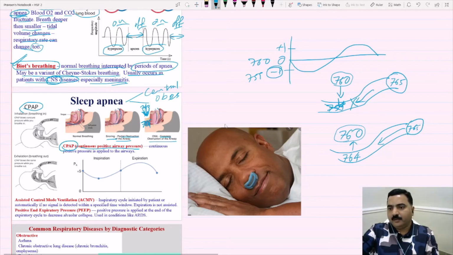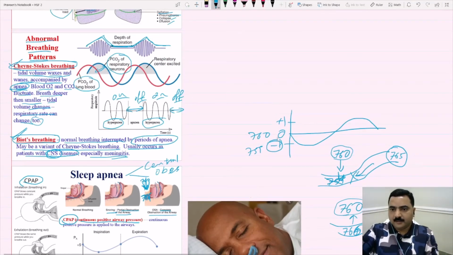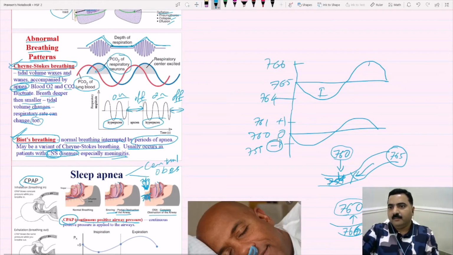In order for the air to go out, the 764 will change to 766 so that it can go out. If I draw the graphical representation, instead of operating around 0, like 760, 759, 761, you start operating at a higher level, around 765, less than that, more than that. At 764, what will happen? Inspiration. And at 766, you will have expiration.